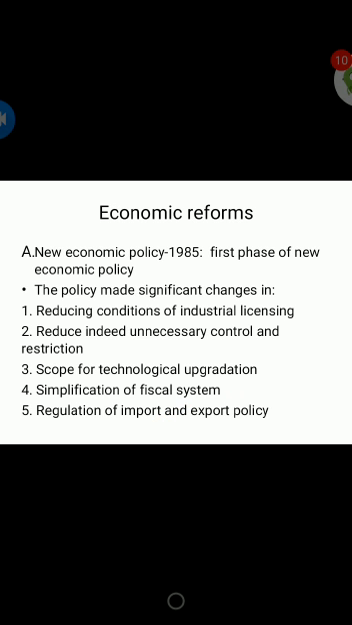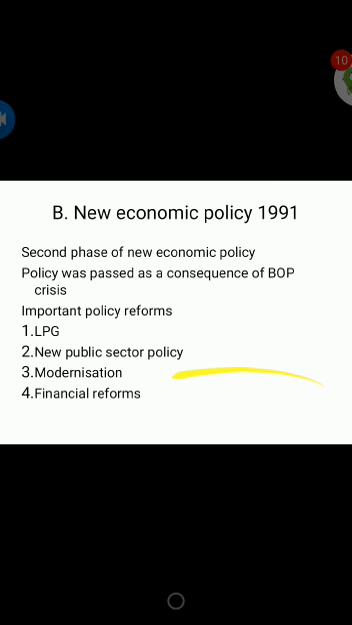Some of them are like decontrol of cement, sugar, drugs. So more permits and licenses were given to businesses in the private sector. The electronics industry was given more scope, and the new import and export policy was announced, giving encouragement to exports. So this was regarding your new economic policy 1985.